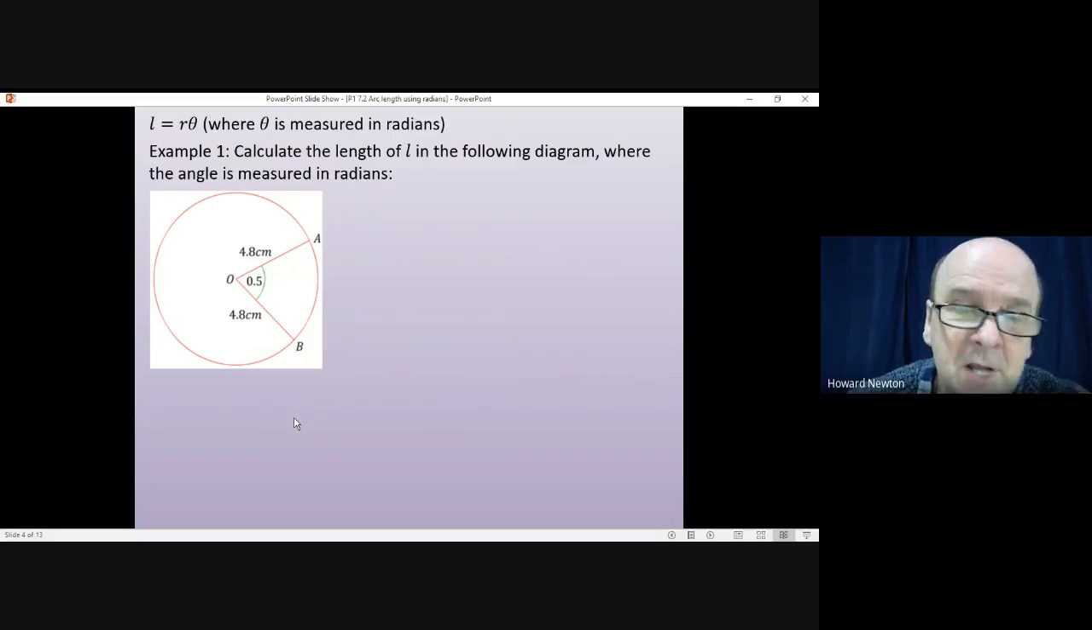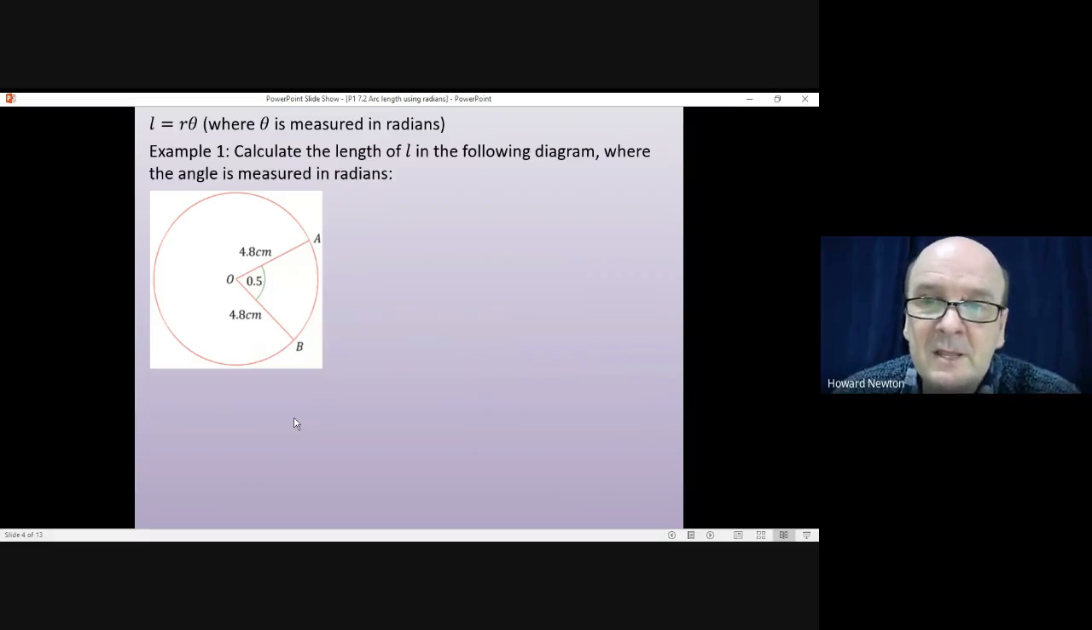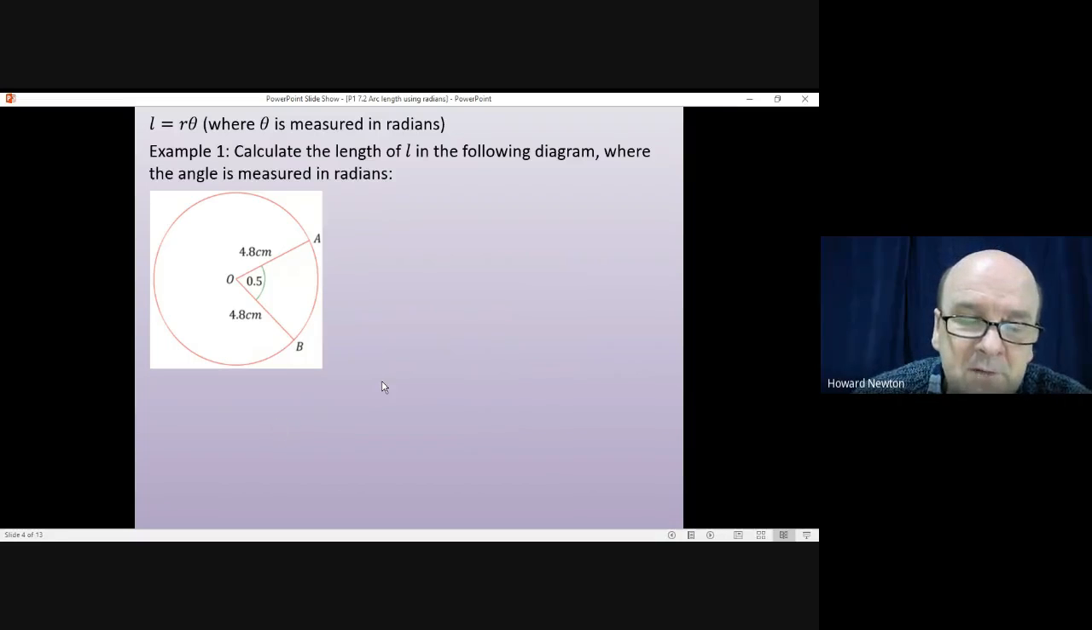Okay, let's have a look at how this works out in practice. Example 1: calculate the length L in the following diagram where the angle is measured in radians. There are no tricks, no catches in this. I'll let you have a go at it yourself first. Pause the video, come back to me when you're ready. Okay, let's have a look.